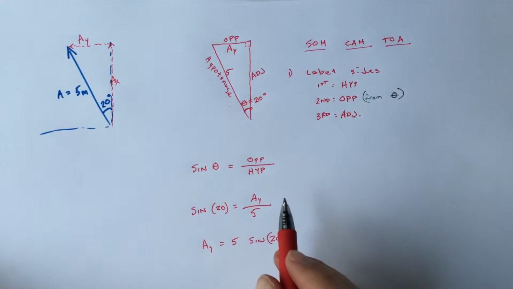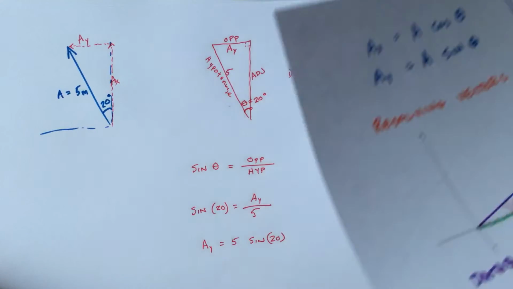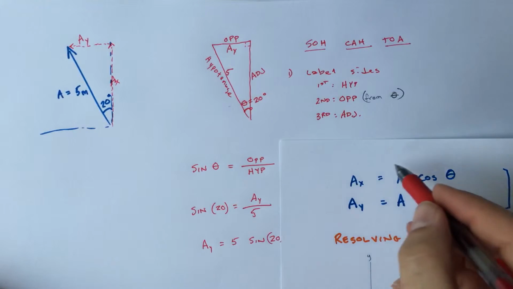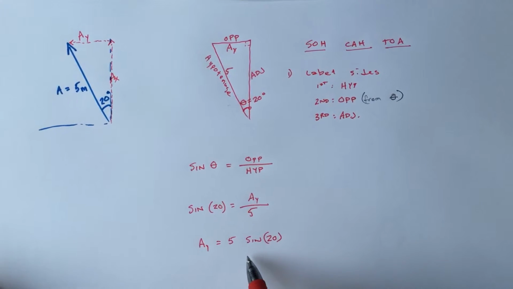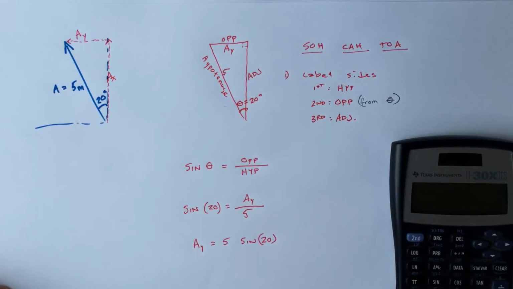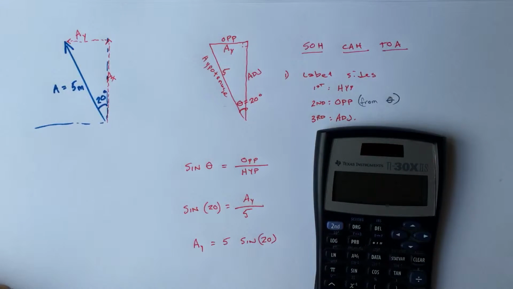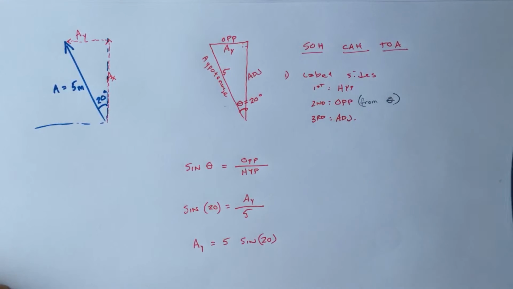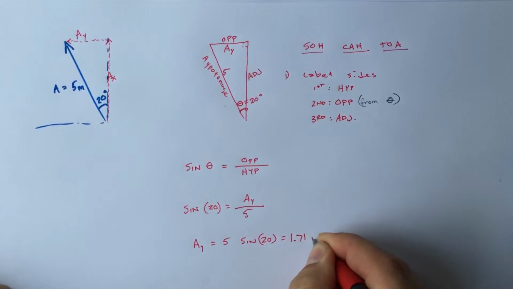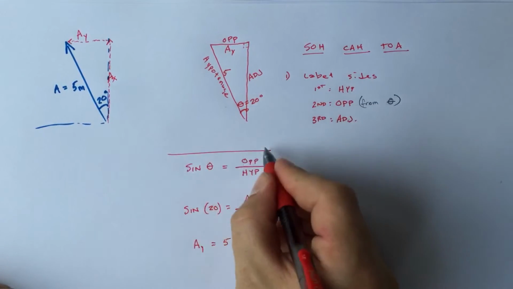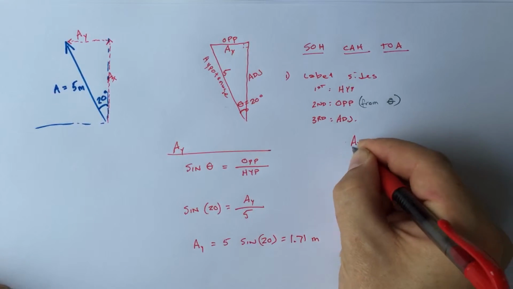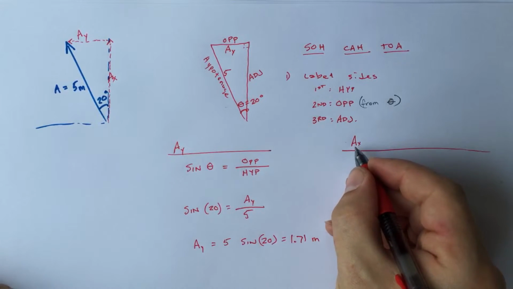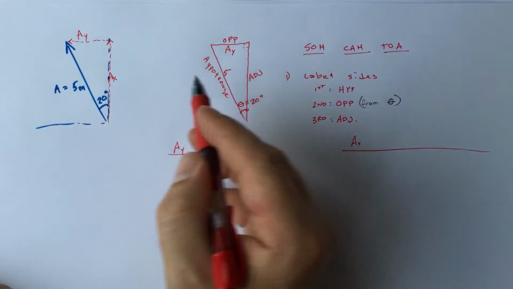And I think if you use the equations from the data book, you're going to get the same number that I get from this calculation here. And that is that the AY would be, well, let's crunch it out here. 5 times the sine of 20 gives me 1.71. And I could likewise, so this is finding the AY, I could likewise find AX.